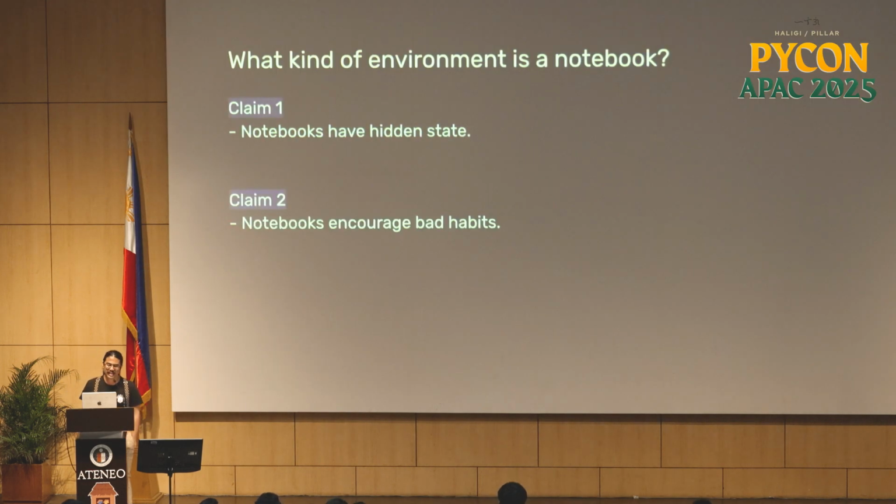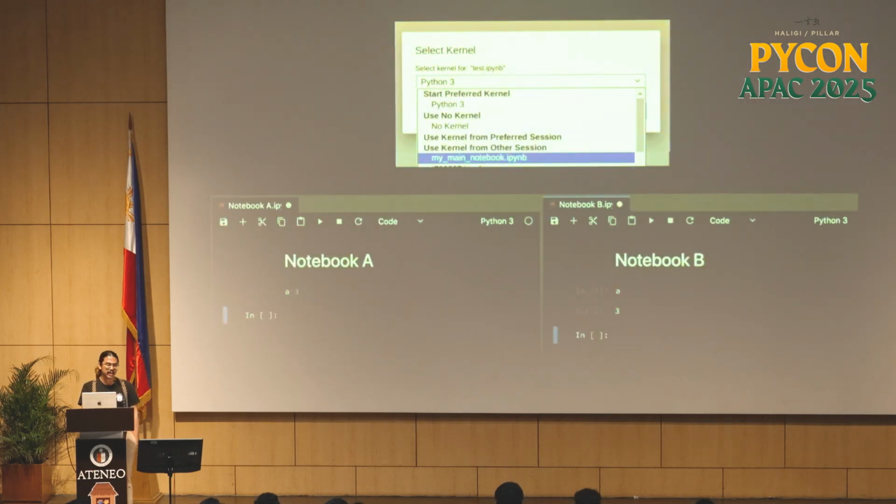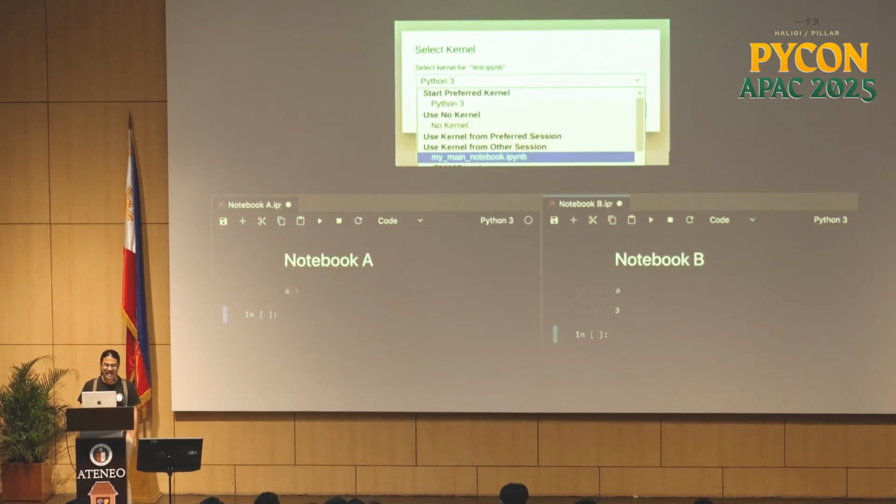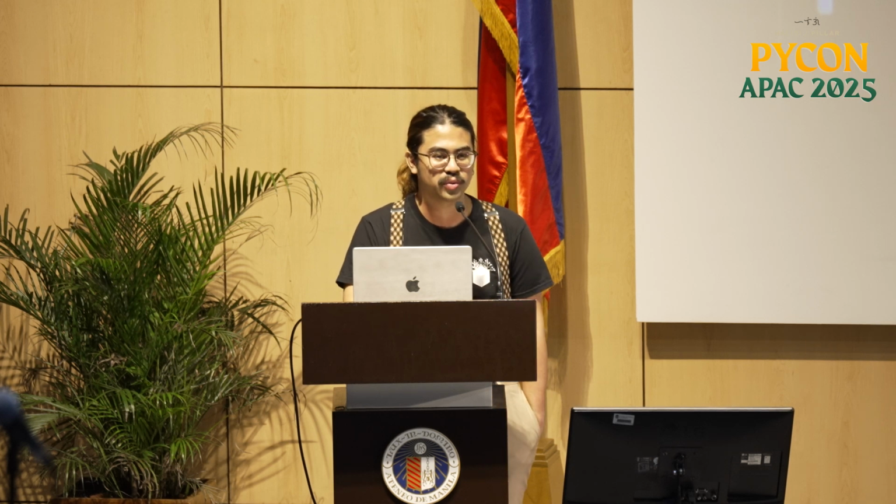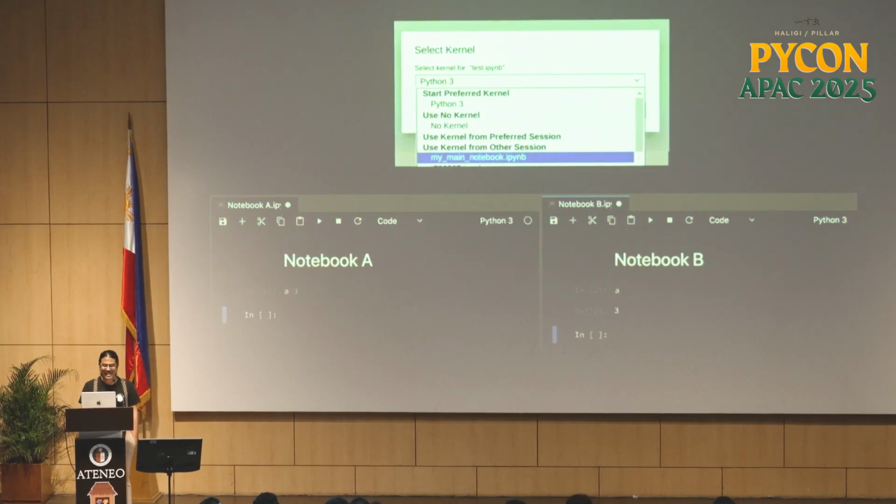Okay, so what is the second issue? I claim that notebooks encourage bad habits. This example is really an extension of the first. Did you know that you can reuse kernels between notebooks? Normally that would be fine and dandy, especially if there's some gnarly data set that would be expensive to reload into your memory. But look at this: hidden state with absolutely no indication that it's there aside from you remembering that it's there.